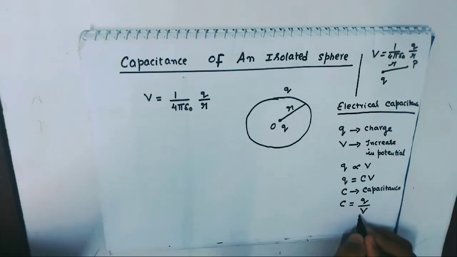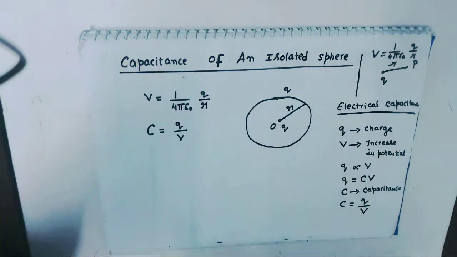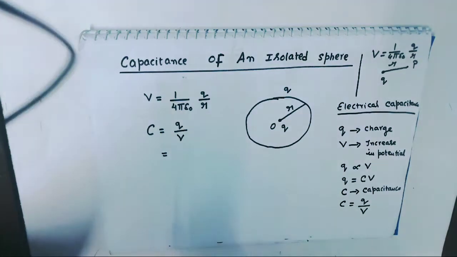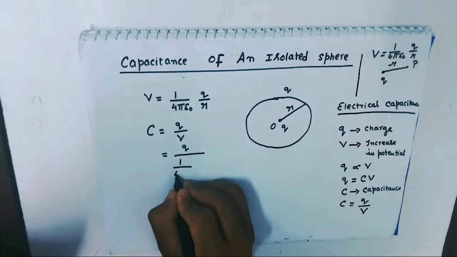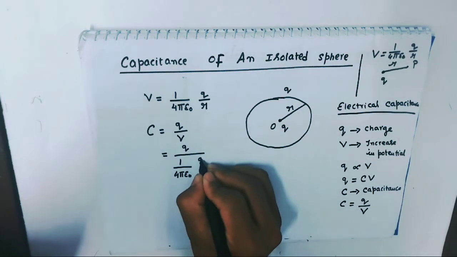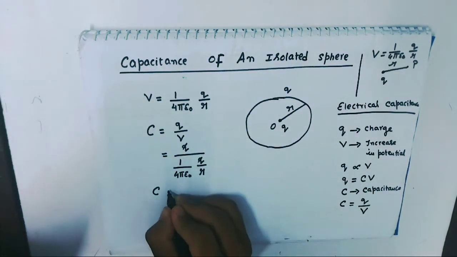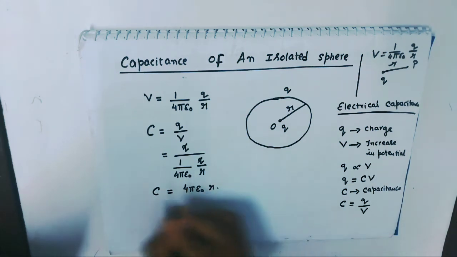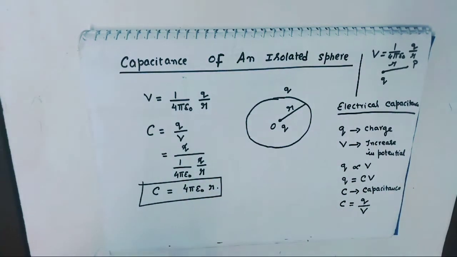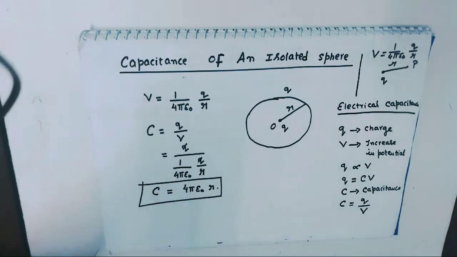If we make use of this equation, what is the capacitance? C is equal Q divided by V, and this is equivalent to Q divided by 1 by 4 pi epsilon naught times Q divided by R. So Q will get cancelled. So this capacitance C is equal 4 pi epsilon naught multiplied by R. This equation shows that 1 farad is a huge capacity.